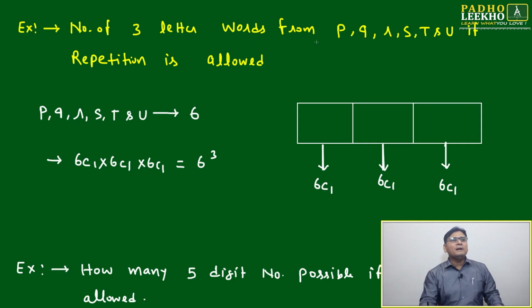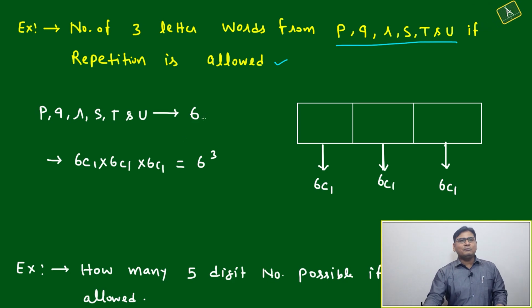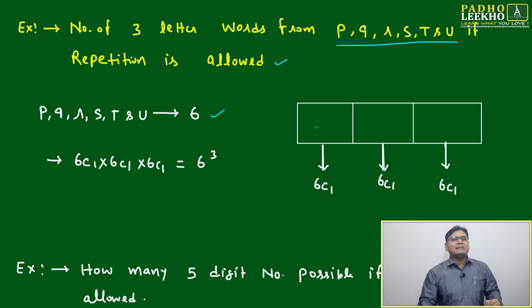Just we'll take a few examples. Number of 3-letter words from P, Q, R, S, T and U if repetition is allowed. Then what will happen? In total we have 6 letters. Any of the letters we can put here, meaning total choices. How many choices do we have?